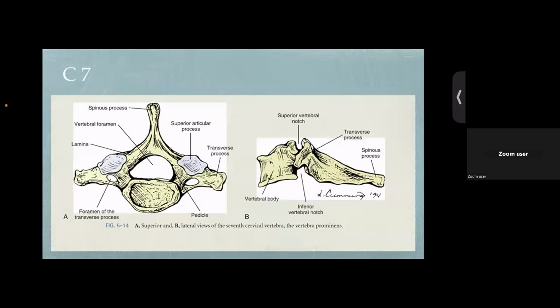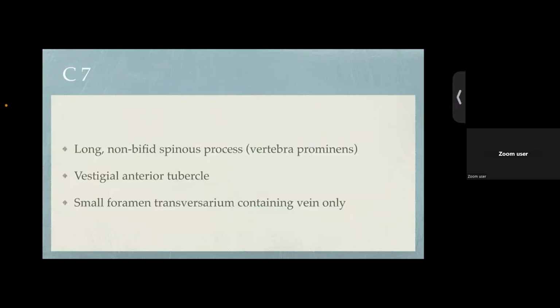C7 now. So C7 has a very prominent spinous process seen here in the diagram. It has a vertebral foramen, and you see the lamina, the transverse process, and the foramen of the transverse process, right? Of note, the foramen for the transverse process is smaller than the others.